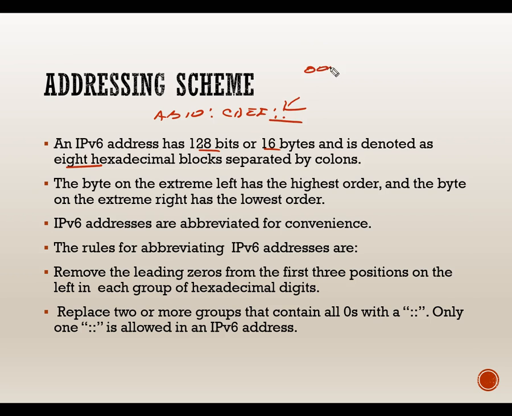So if I had 0000:0000:0000:A012, whatever, instead of writing all these zeros, I could write a double colon. I can only do that one time. If we do it more than once, then the system can't calculate how many zeros have actually been substituted for the colons.